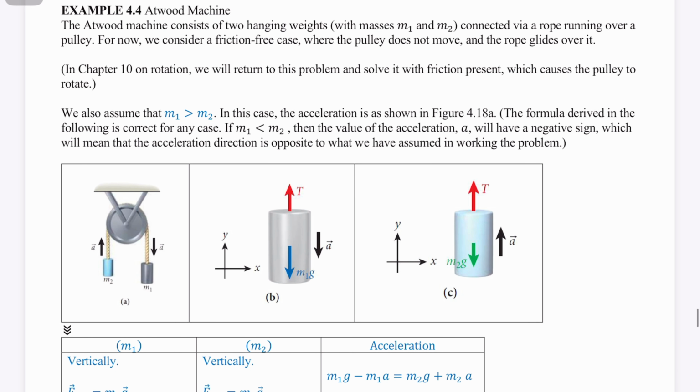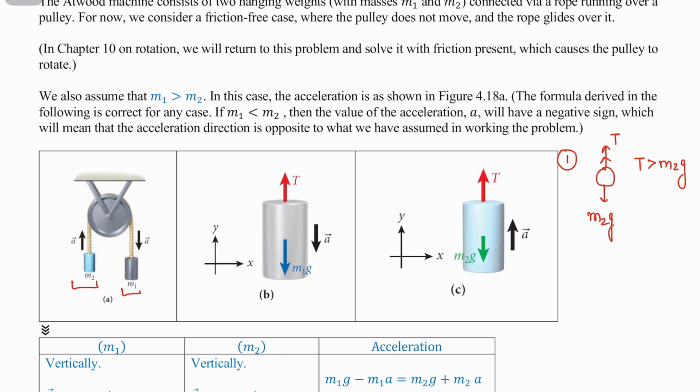Easy one, Atwood machines, very easy, no need to worry about these types of questions. From case 1 and case 2, you can solve everything. In case 1, let's say it is going up. Can I say this is the body and it is going up? Tension, and this is your M2G. Who is bigger? Because the body is going up, can I say tension is greater than M2G? Yes or no? Now solve it.